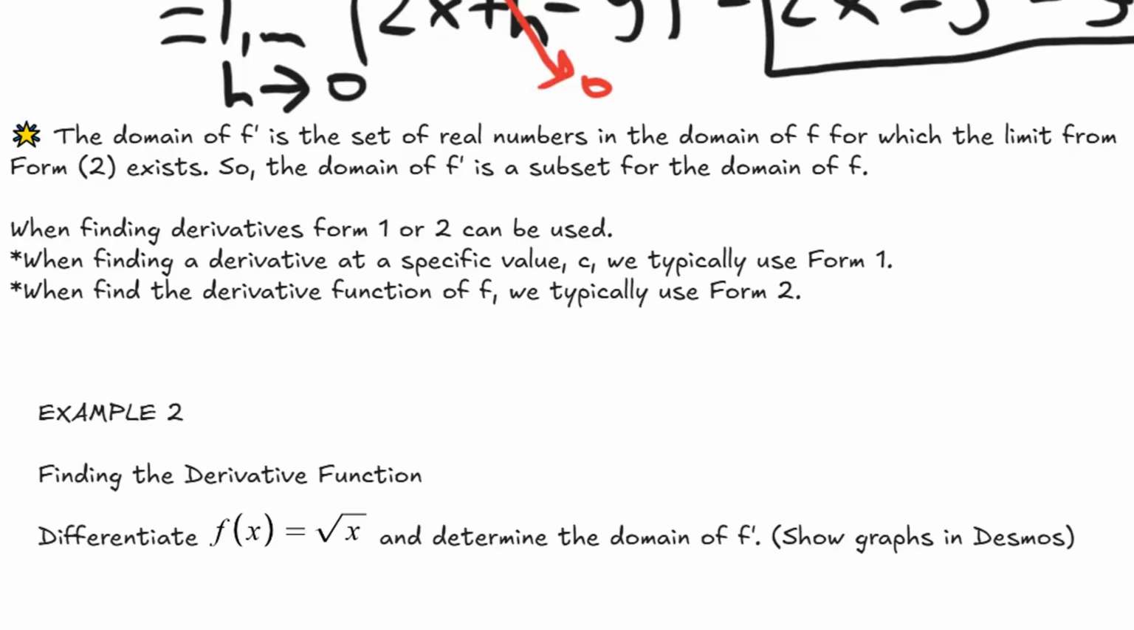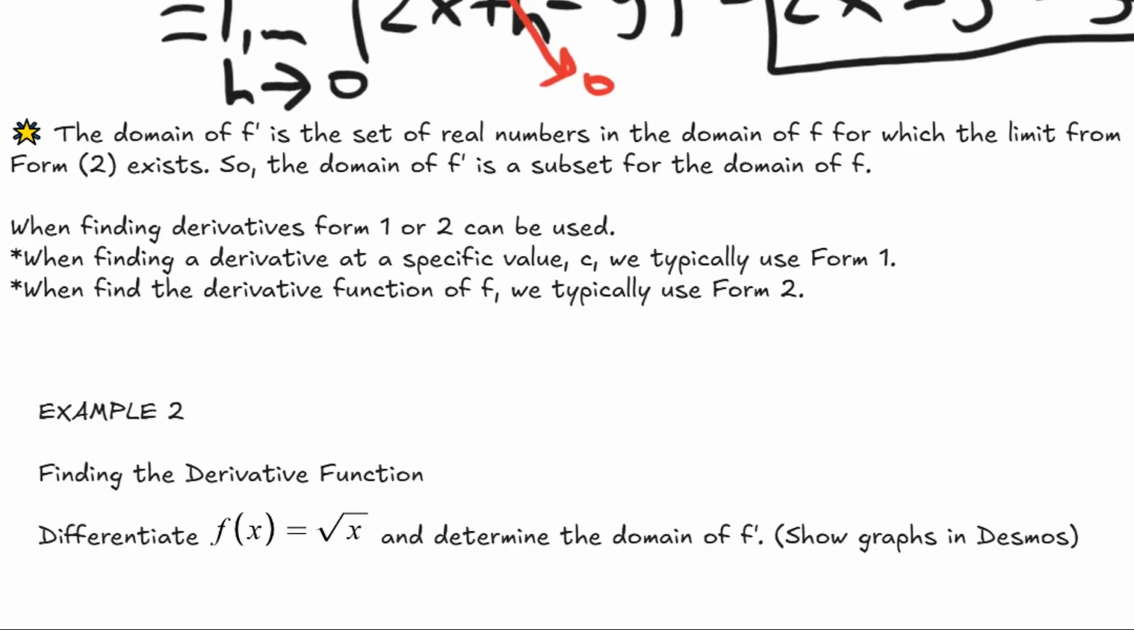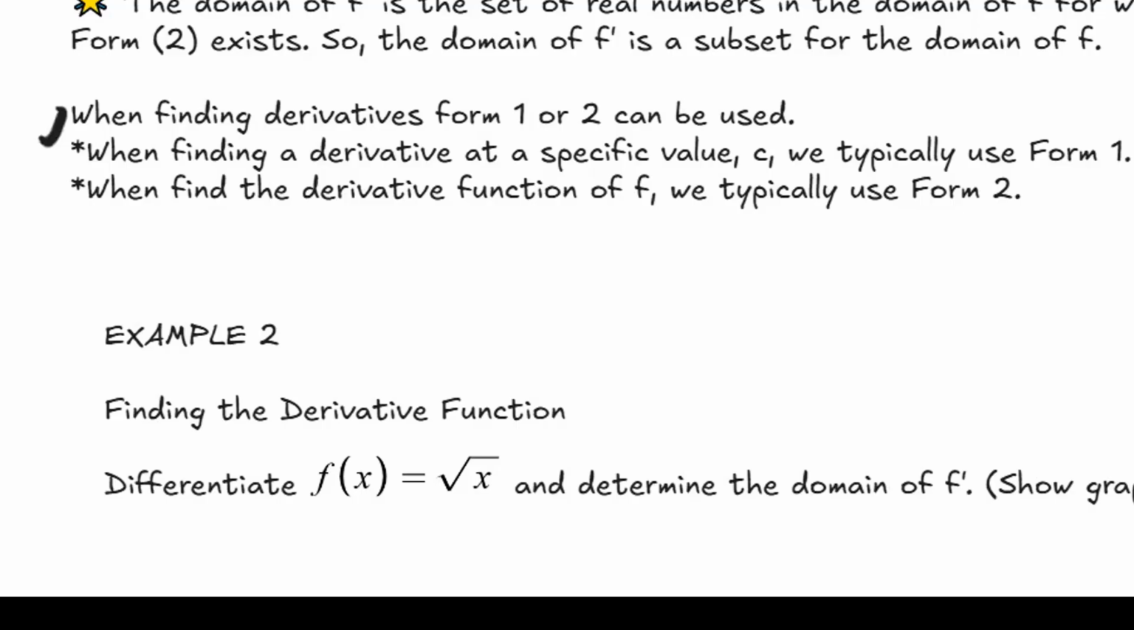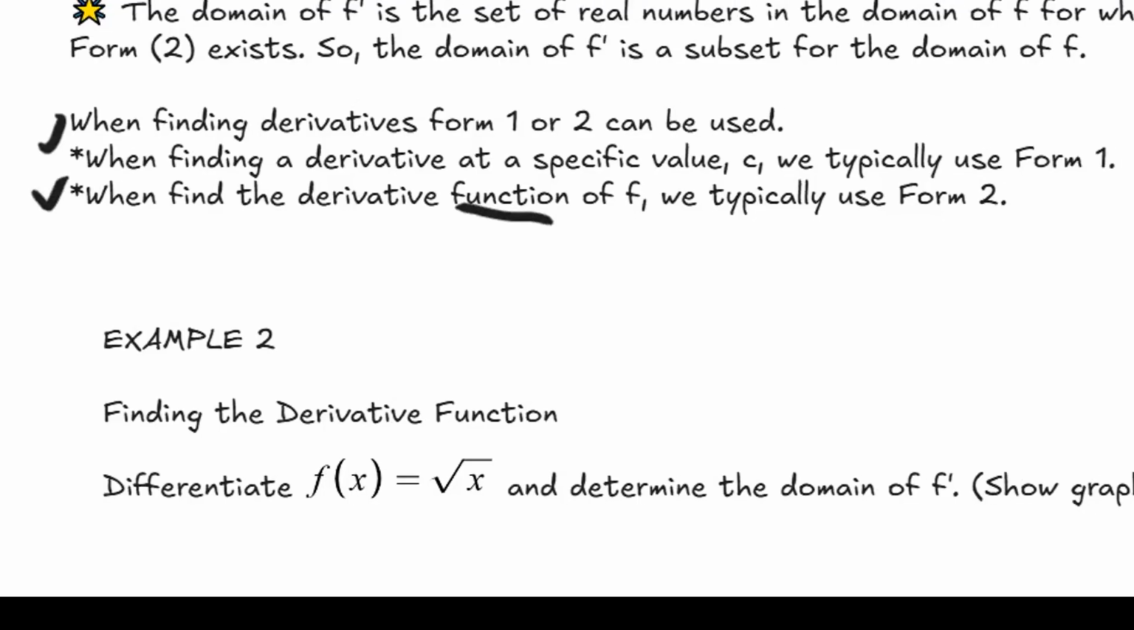It could be equal to it, but it's not going to have any additional values other than what's already in the domain of f. Couple things when finding derivatives from form 1 and 2. When you're finding the derivative at a specific value c, we're going to typically use form 1. When you want to find the derivative function, you're going to typically use form 2. Let's take a look at another example.